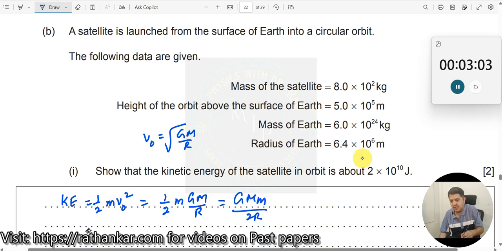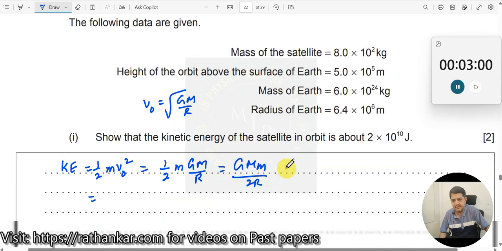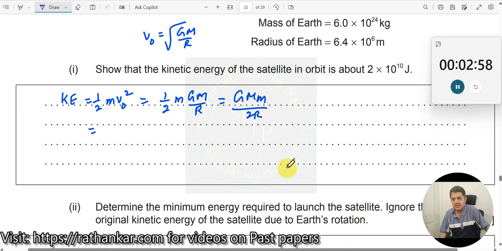Now let us substitute all the values given here so that I can calculate this value. Now what is G here? G, we know from the data booklet, it is 6.67 into 10 to the power of minus 11.